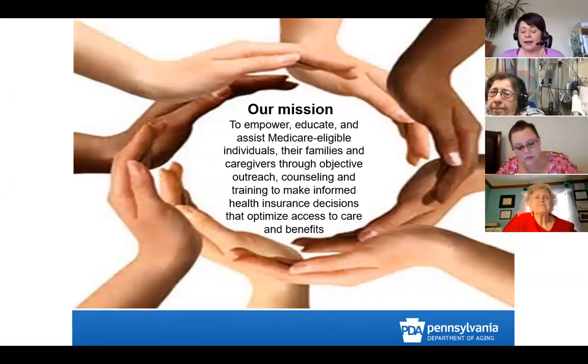Now, our APPRISE program's mission is pretty straightforward. It's what's on the screen. We are here to empower, educate, and assist Medicare eligible individuals, their families, and their caregivers through objective outreach, counseling, and training to make informed health insurance decisions that can optimize access to care and to benefits.